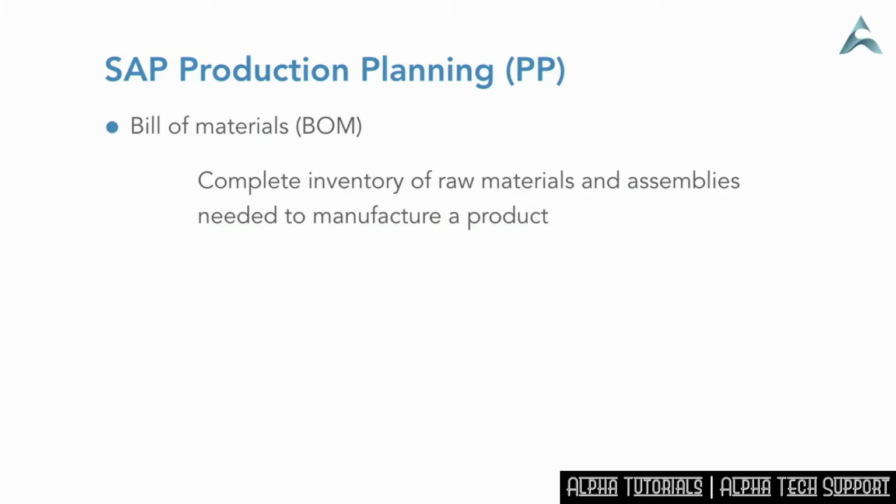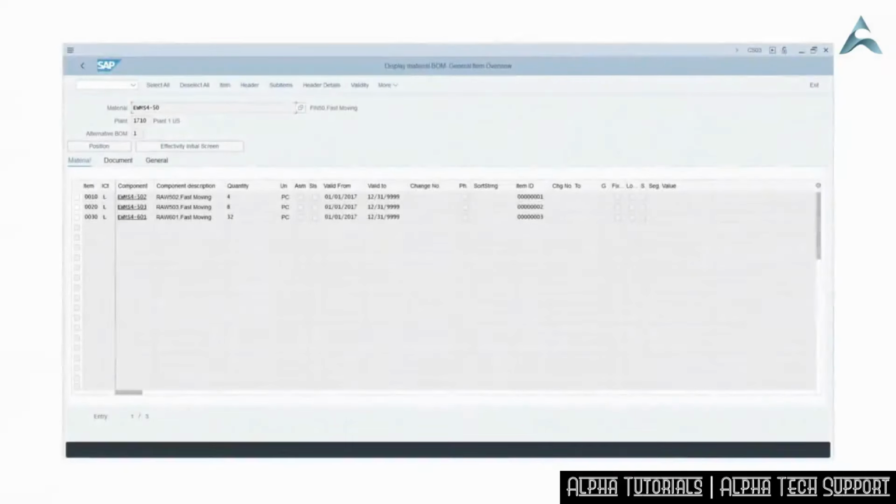Let's take a look at a BOM in the system. This is a screenshot of a bill of material for a material coded as FIN50, fast moving. We see that there are 3 line items, meaning there are 3 components. Each of these components has a different quantity needed to make up the BOM. The first has 4, the second 8, and the third 32.